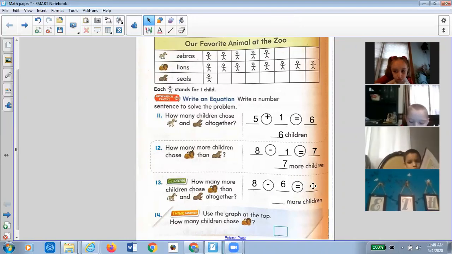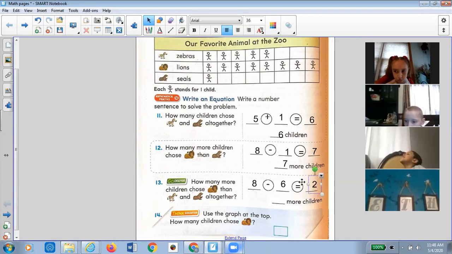Who knows what's the difference between 8 minus 6? Nolan, what's 8 minus 6? Oh, that's okay, Michael. Who knows what 8 minus 6 is? Ethan, do you know? 2. 8 minus 6 equals 2. So 2 more children like lions than zebras and seals.